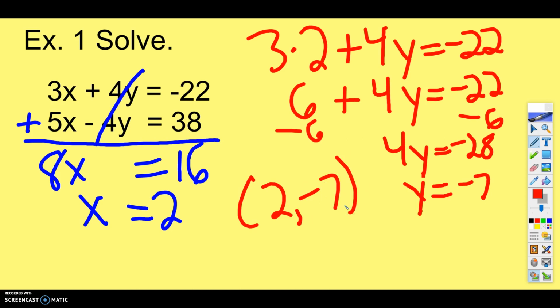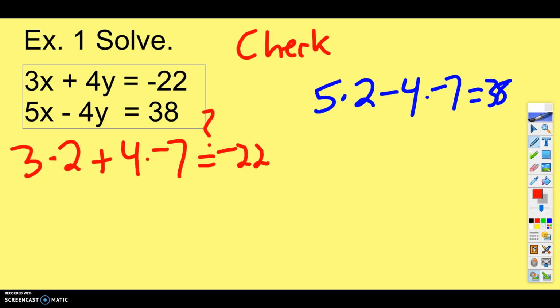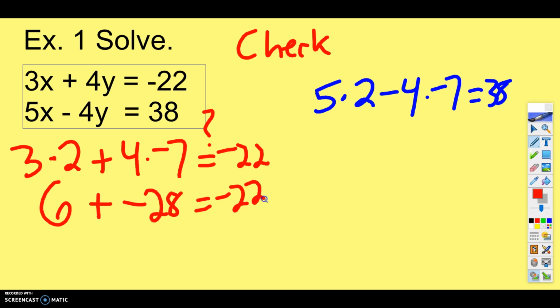All right, that's my solution. But I'm going to use the check, and I'm curious on the check page if I did this right. Okay, so yep, there we go. What I did is I plugged in on the top one. I plugged in 2 and negative 7. Do I get negative 22? Well, I have 6 plus negative 28. Does that equal negative 22? Sure does.